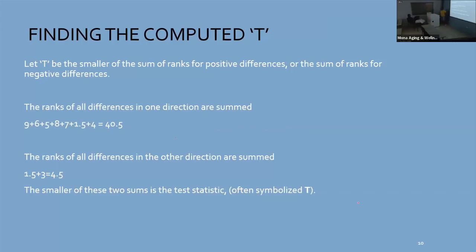The instruction said that we should let T be the smaller of the sum of ranks for the positive differences or the sum of ranks for the negative differences. We did the sums already, and we know that the sum of the positive ranks was 40.5, and the sum of the negative ranks was 4.5. The smaller of these two sums is our test statistic. So in our case, what is our test statistic? 4.5. So our computed T is 4.5. This is the value that we're going to compare with the value in our table of critical values.